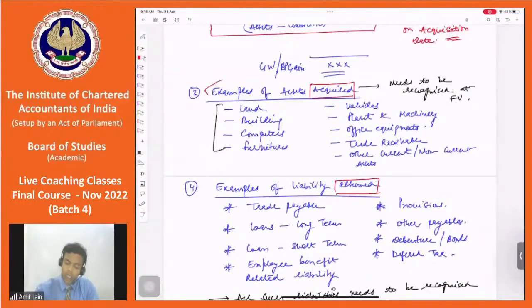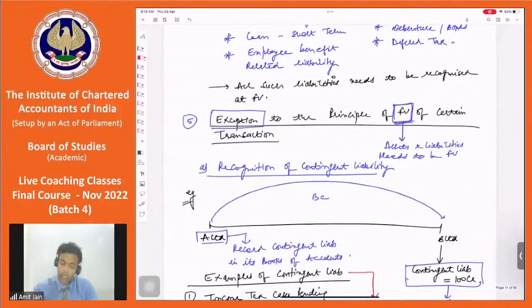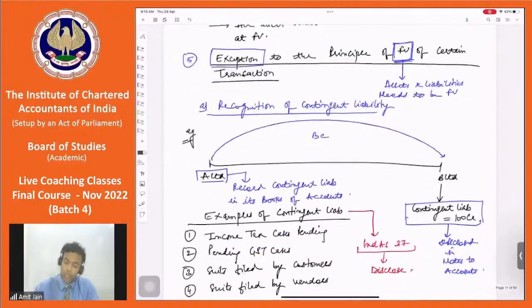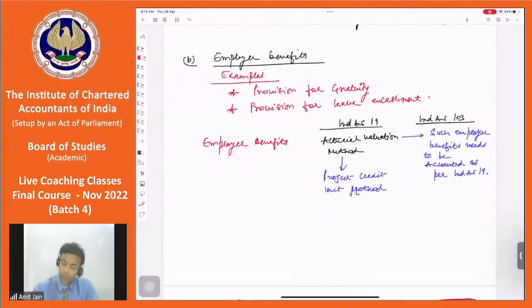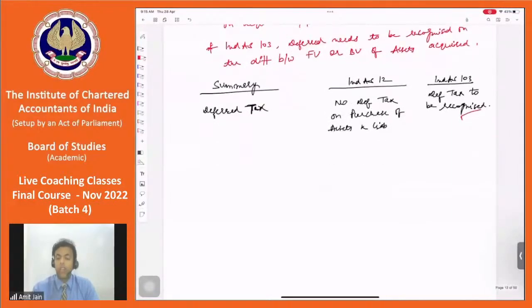These are the examples of assets acquired and liabilities which we have talked about. All these assets and liabilities need to be recognized at fair value, but there are certain items which will get recognized which were not earlier recognized. What are those items? Contingent liability: we will recognize contingent liability at fair value, which was not recognized earlier. Employee benefits will be recognized as per Ind AS 19 only. Income tax: we will recognize income tax or deferred tax on the difference between the book value and fair value of assets.